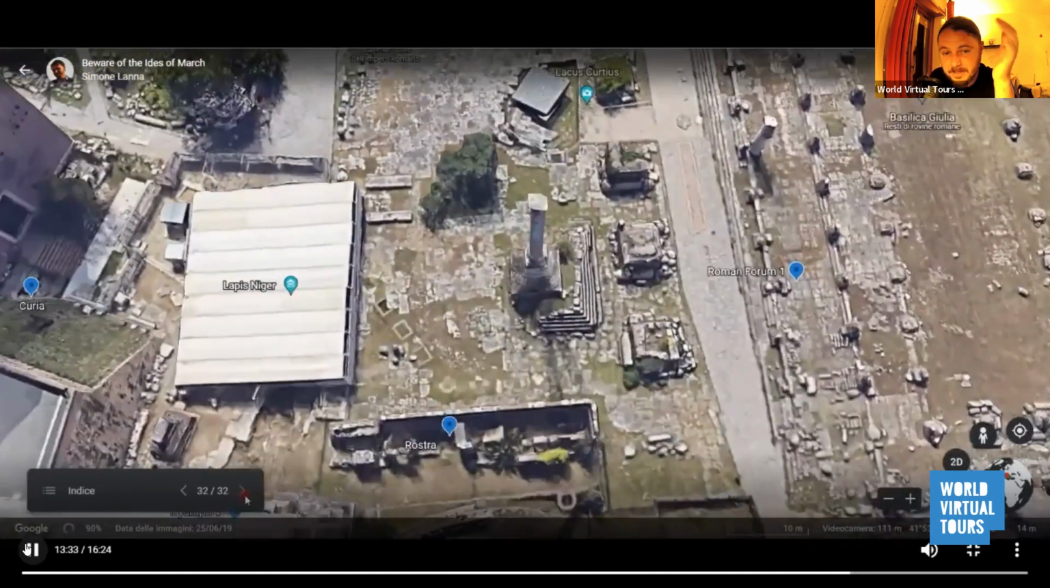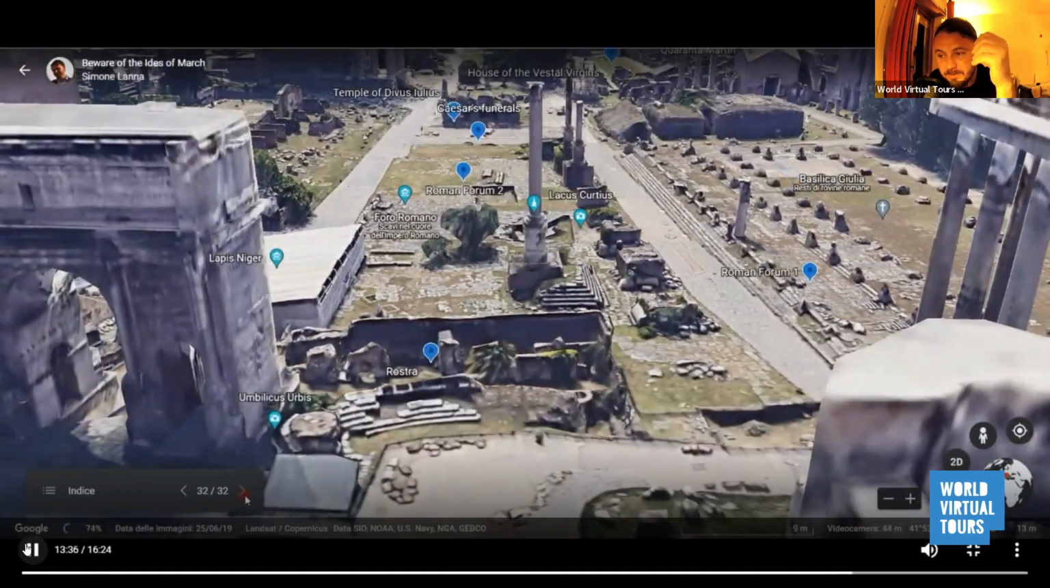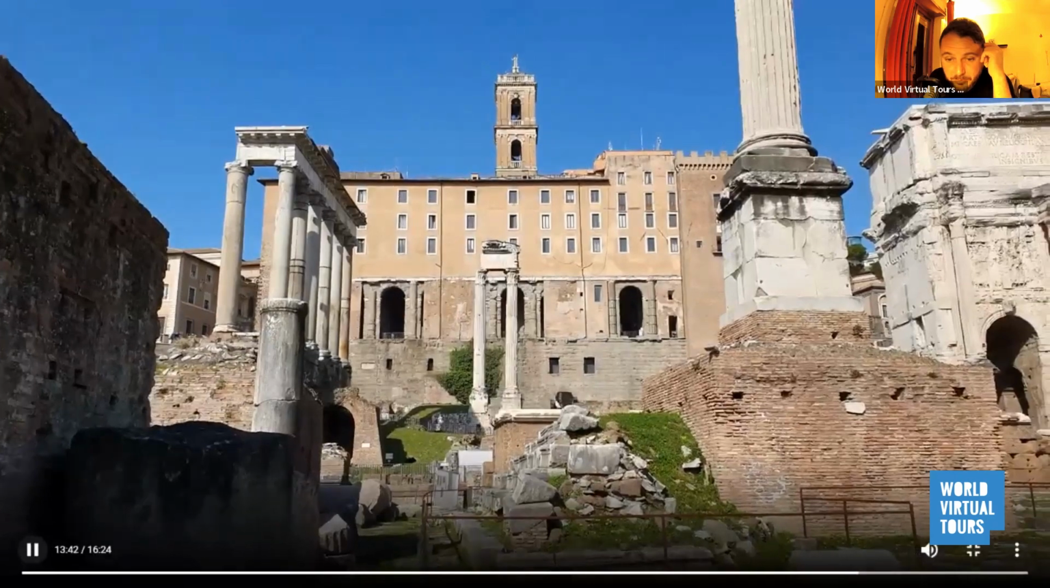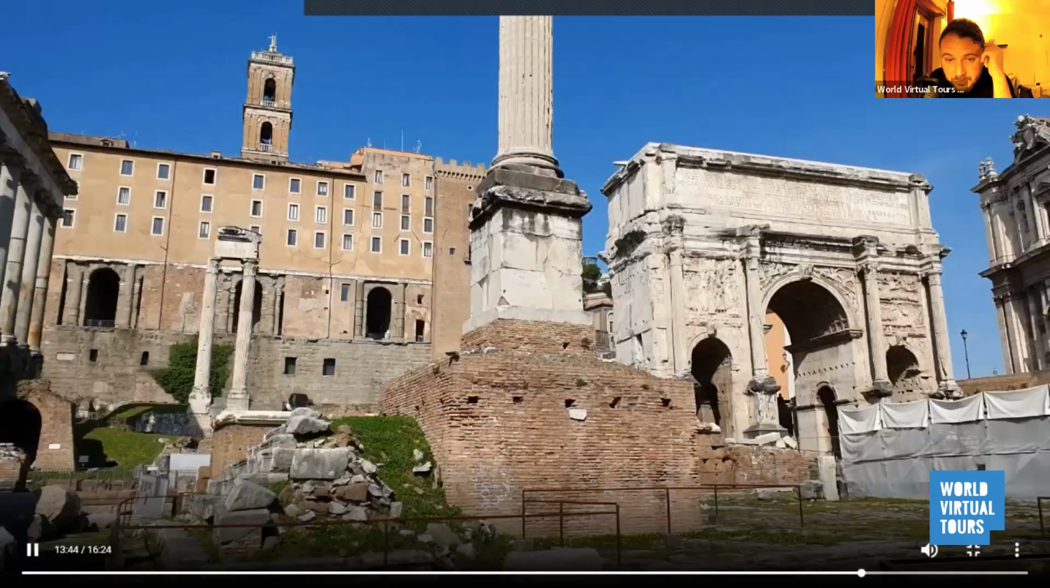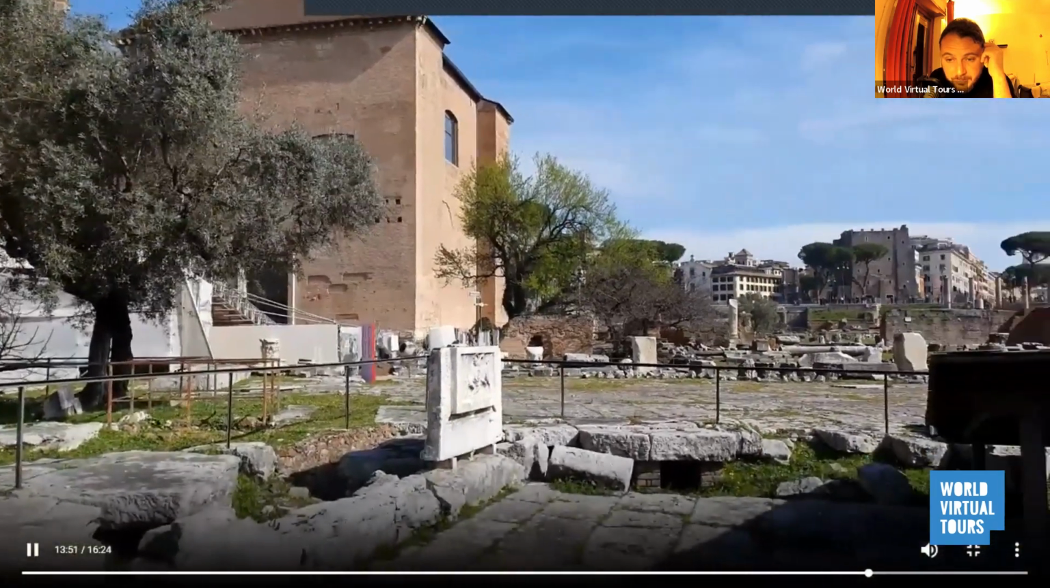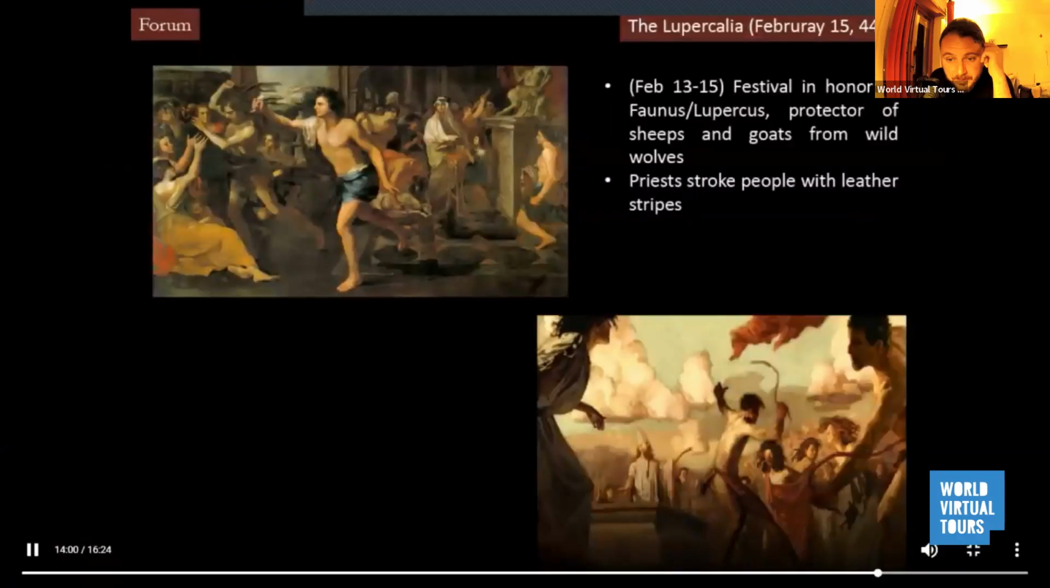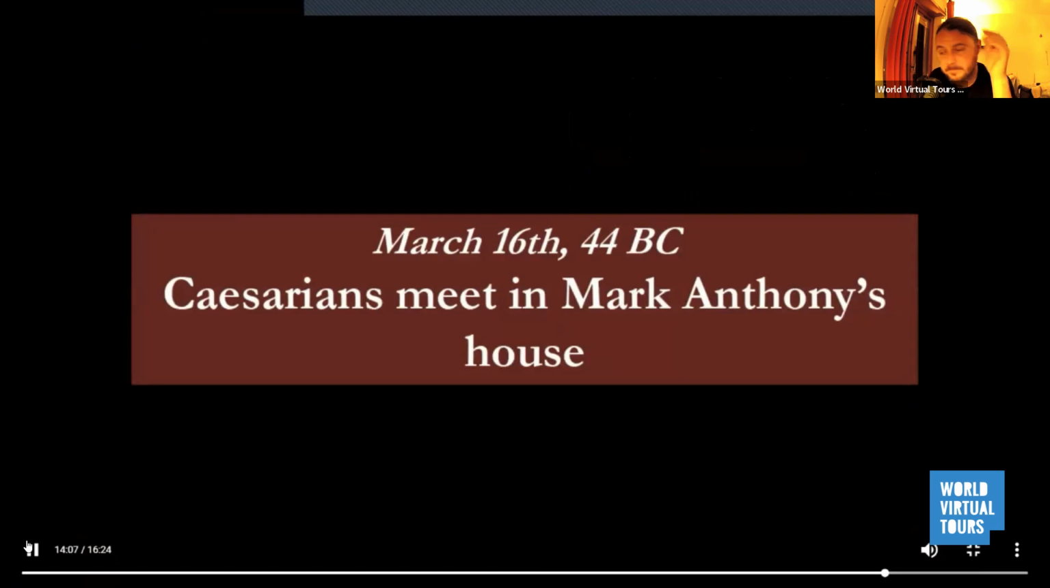This is a reconstruction of the rostra. The rostra was the political balcony where the politicians usually talked. Caesar used it many times to talk to the crowd, and now it was time for Brutus and Cassius to use it. Give me just a second, and I'm going to show you better how the rostra looked. We'll show you later.